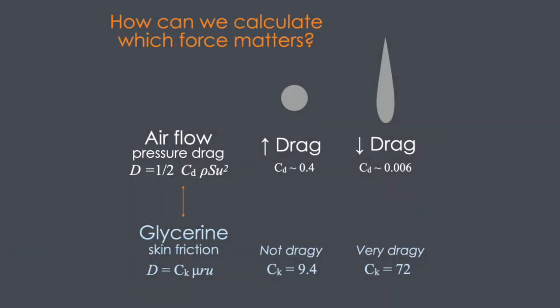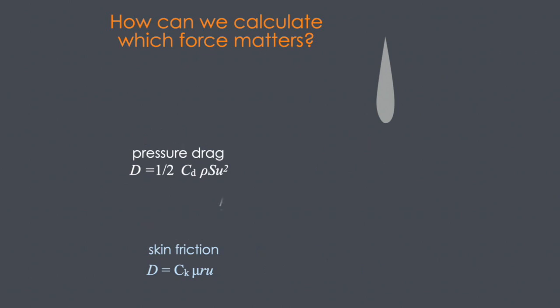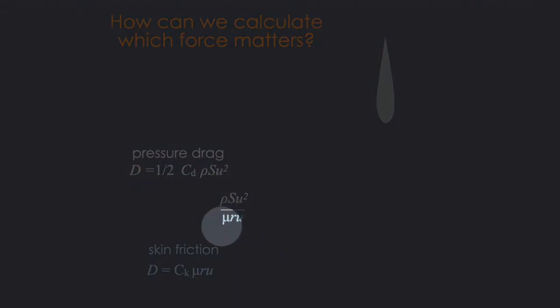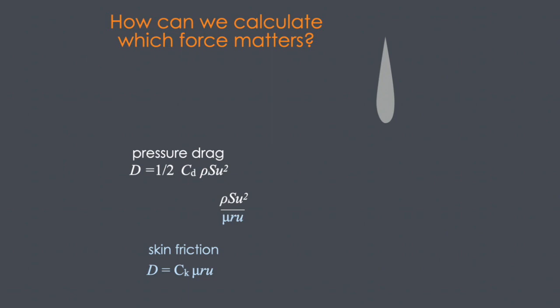So the question at the moment is, how can we calculate which force matters? Every fluid has a density and a viscosity, so how are we to know when one force matters and the other one doesn't? To answer that last time, we took the ratio of the two forces. If the denominator, the skin friction force, is bigger than the pressure drag force, then this ratio should be much less than 1. Whereas if it's much greater than 1, that suggests pressure drag is much greater than skin friction.